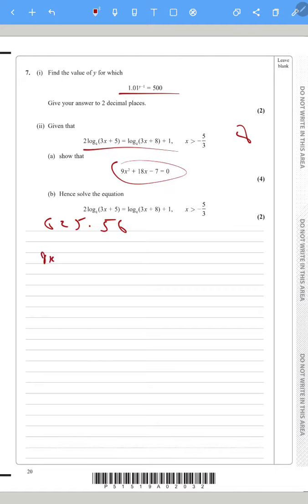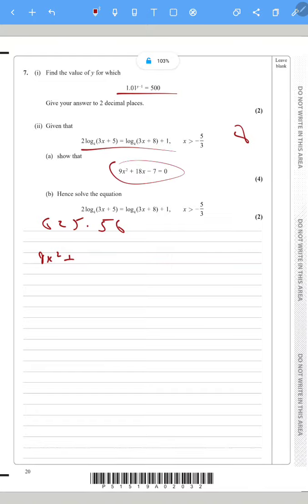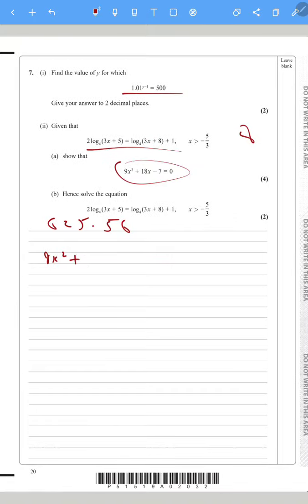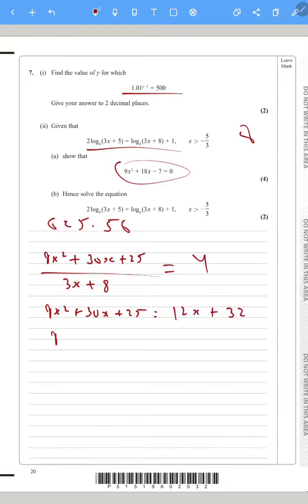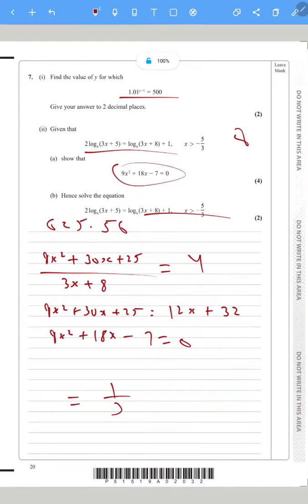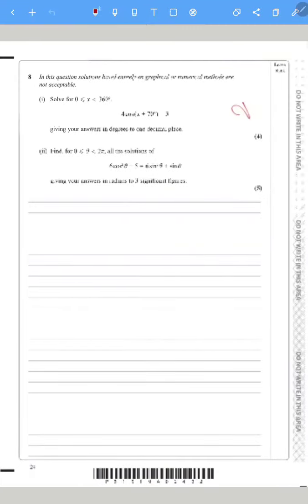Okay then, so that's 9x squared plus 30x plus 25 over 3x plus 8 equals 4, so 9x squared plus 30x plus 25 equals 12x plus 32, 9x squared plus 18x minus 7 equals 0. Then solve the equation, so I'm going to type into my calculator. I'll give 9, 18, minus 7, and it equals a third, because obviously the other one won't count. Next, this one's speed.